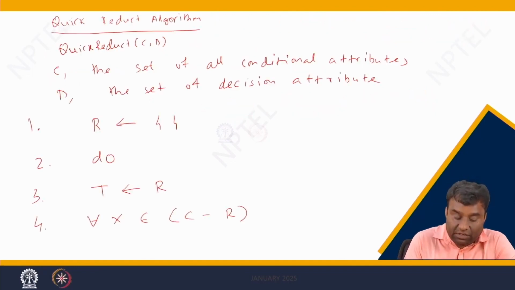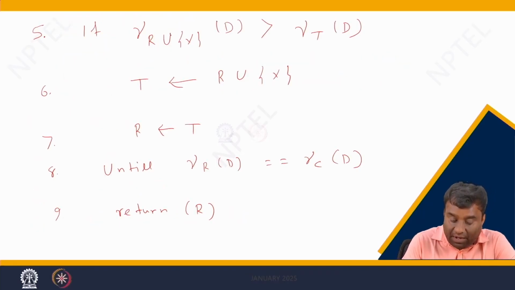Now one is the quick reduct algorithm, so that is quick reduct CD. C is the set of all conditional attributes, D the set of decision attributes. Initially assume R equal to the null set, and assign the value of R to a set T. For all X belonging to C minus R, if gamma of R union X, D is greater than gamma of T, D, then you write T equal to R union X, then assign T to R, until these two regions are the same, and return R. You can take one example and try to understand the quick reduct algorithm.